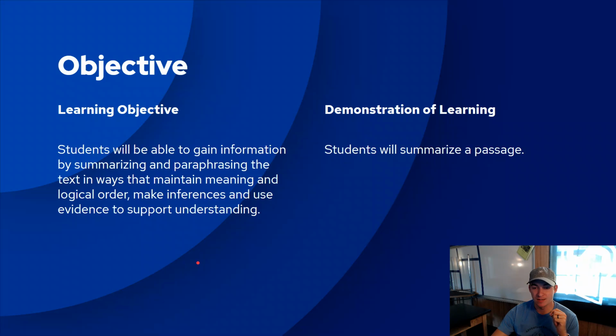paraphrasing the text in ways that maintain meaning and logical order, make inferences, and use evidence to support understanding. That's a lot of words that basically mean you're going to learn how to summarize a text today. The demonstration of that learning, what you're going to be able to do by the end of the day, is you're going to be able to summarize a passage, okay? So that's our objective, and then that's your demonstration of learning for the day.